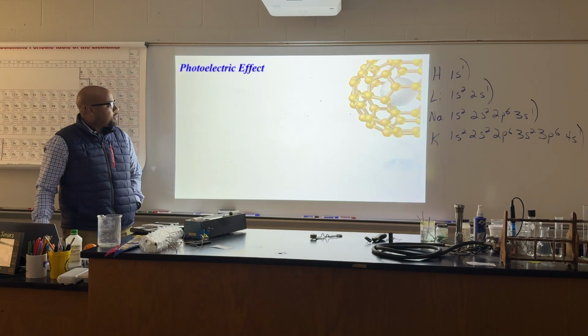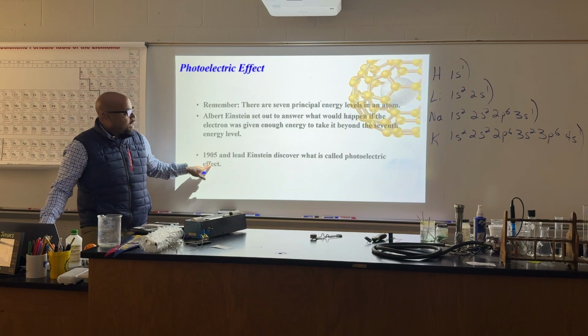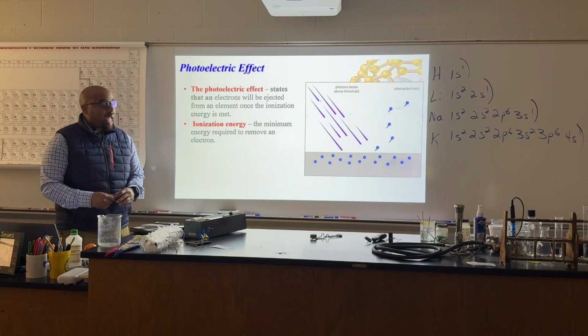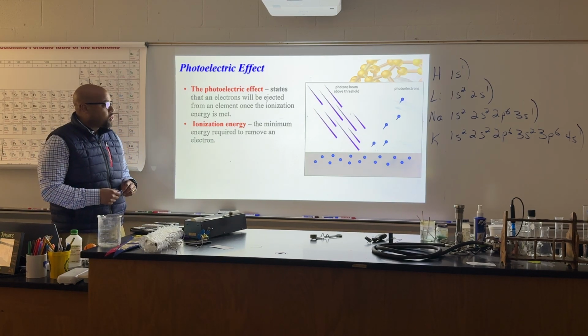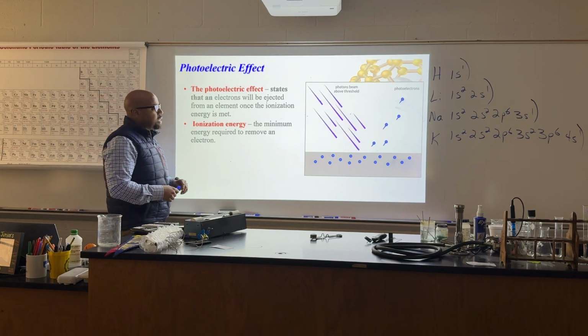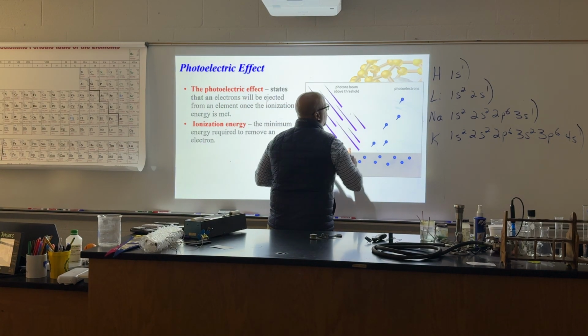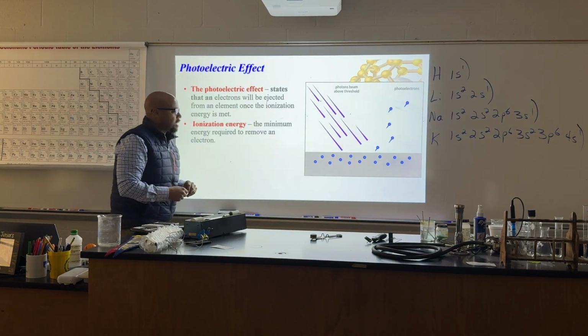Oh, not too far here. And once again, what he discovered was the photoelectric effect. The photoelectric effect simply says that I need some minimal amount of energy. So long as you give the electron that minimal amount of energy to take it beyond the 7th energy level, then the electron is going to end up escaping out.